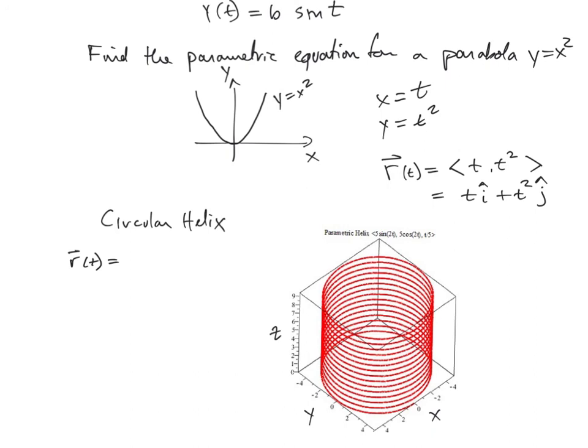Okay, so we already know what those are, but now in this case, we're not going counterclockwise when looking from above, we're going clockwise. So x is actually going to be a sine t, and y is going to be a cos t.